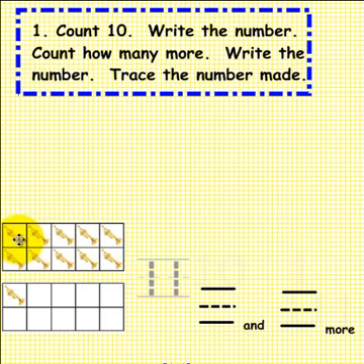Okay, we have 1, 2, 3, 4, 5, 6, 7, 8, 9, 10 trumpets. So you should have written the number 10 here. How many trumpets down here? 1. So you should have written 1. 10 plus 1 is 11. And you should have traced the number 11.